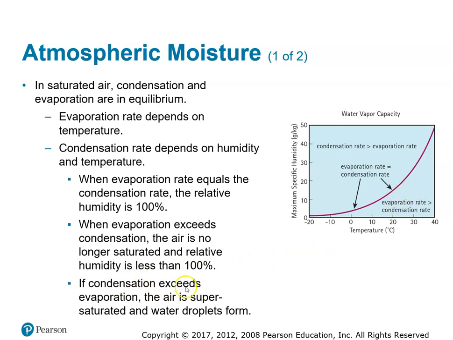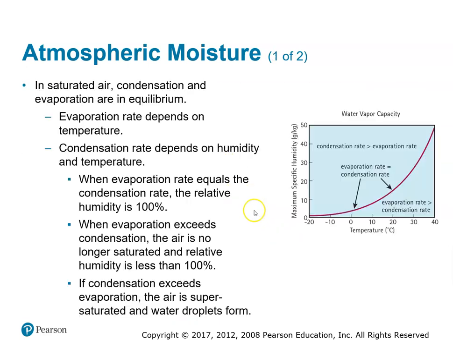If the condensation rate exceeds the evaporation rate, so you're up here in this area, then the air is what's called supersaturated, and so the water droplets will form. It doesn't mean it's going to rain yet. That's actually a little bit more complicated. We'll get to that shortly.